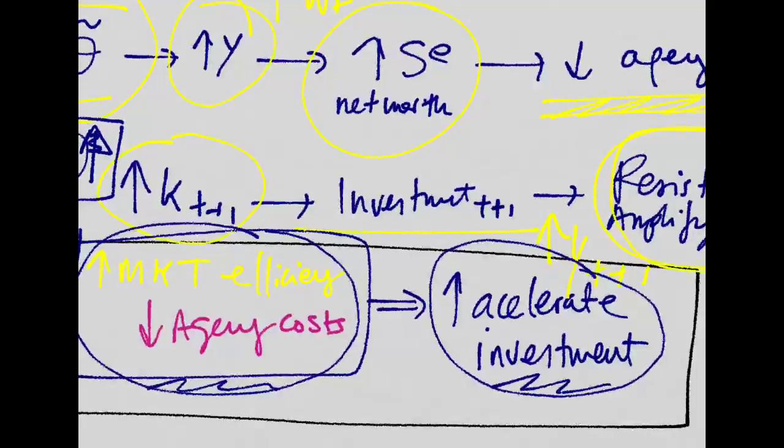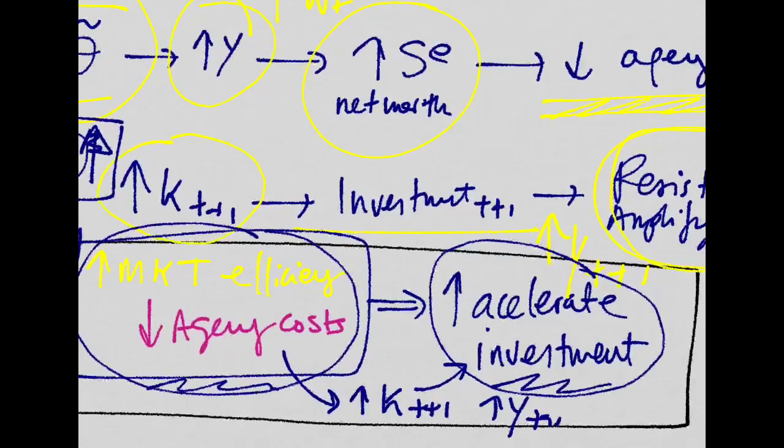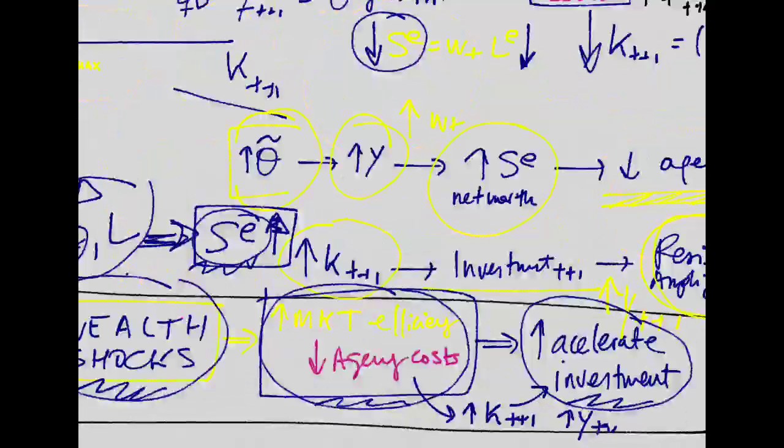So if there are lower agency costs, that means that more investment projects are undertaken, and that will result in higher output in the future, and they will amplify the shocks and make them more persistent. So that is how the financial markets can link shocks to the real economy.